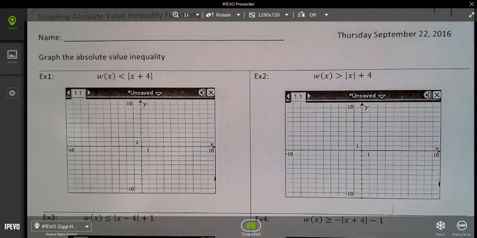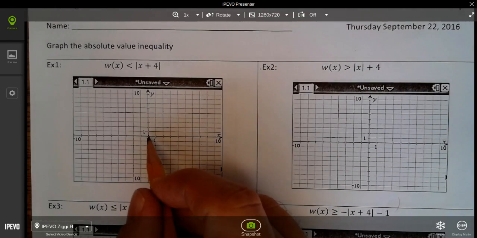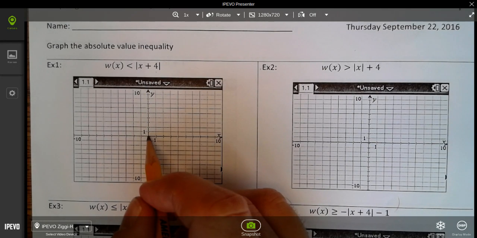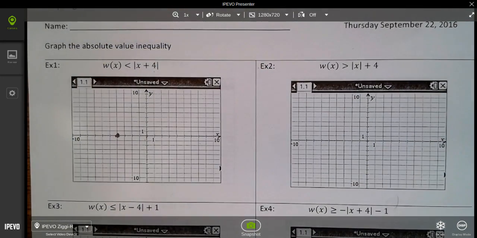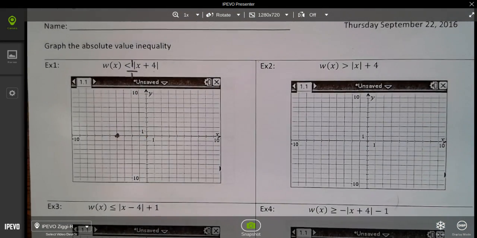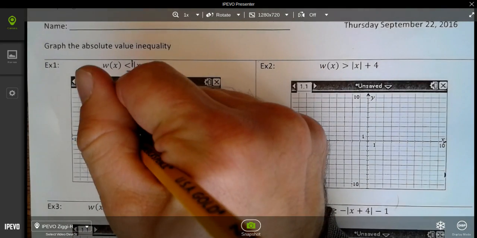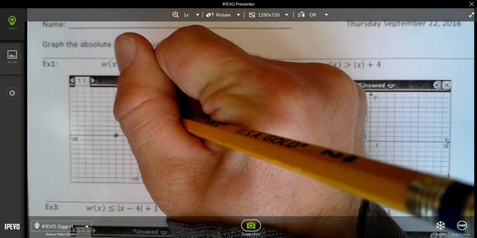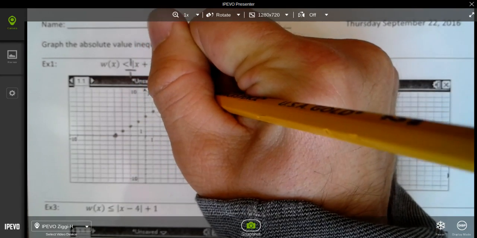All right, let's look at example number 1. Now we know that the parent function starts at 0, 0. So we start there, but the transformation is plus 4, so we need to go left 4. So we go left 1, 2, 3, 4. So this is our new vertex. We know our slope is 1 divided by 1, so from this point we go up 1 to the right 1, repeating that across the graph.